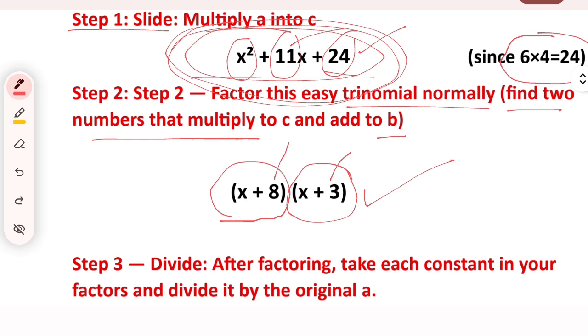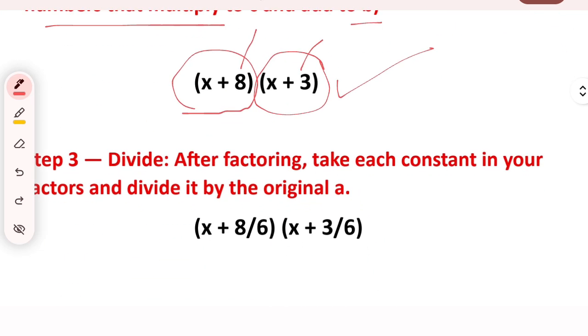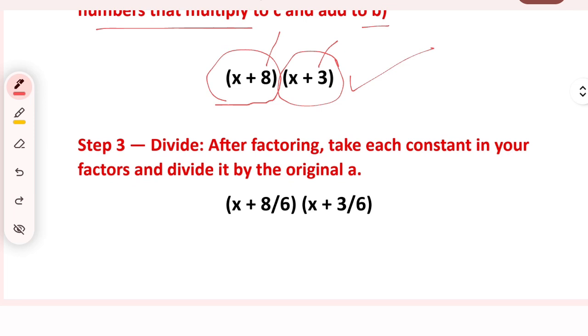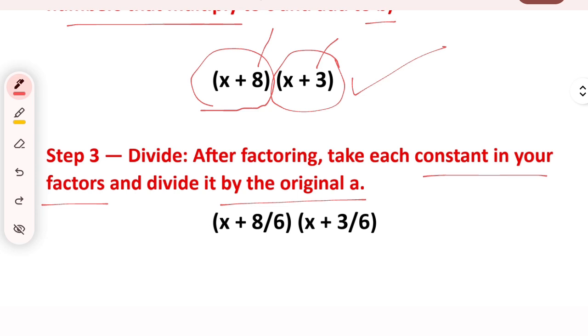We are not done yet, all right, because there is step 3. Remember, in step 1, we slide. We need to put it back. So for step 3, after factoring, take each constant in your factors and divide it by the original a. So what are the constants here? We have 8 and 3.